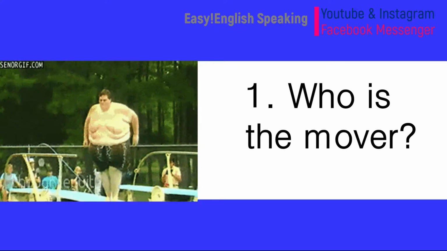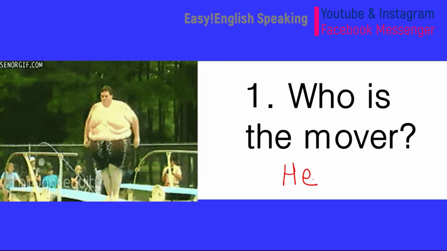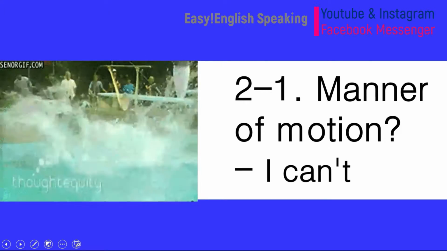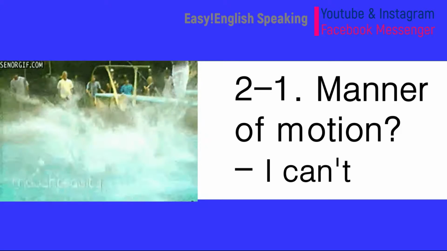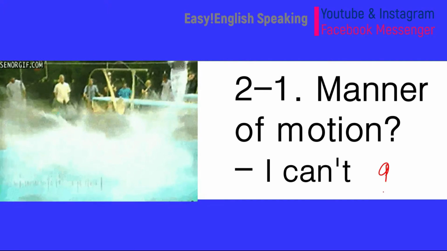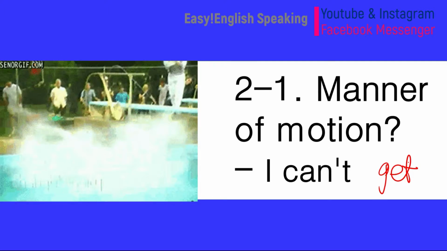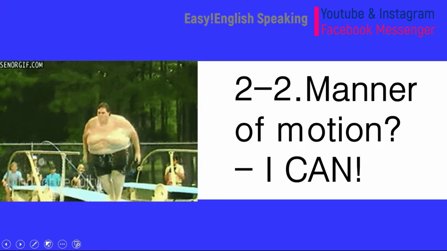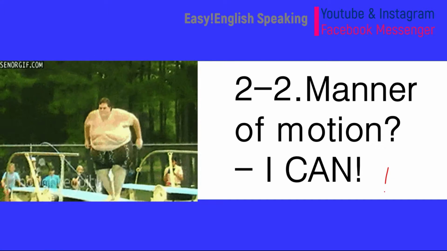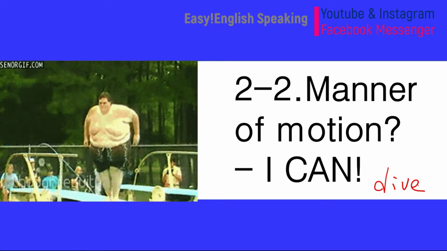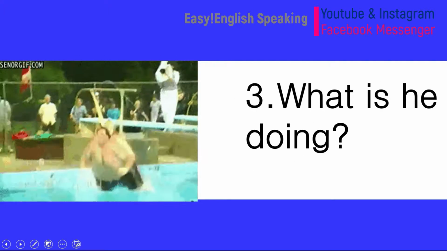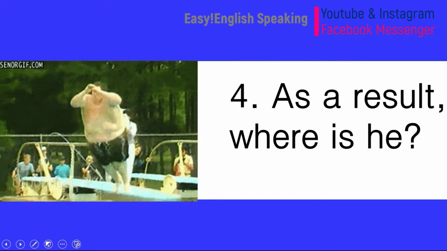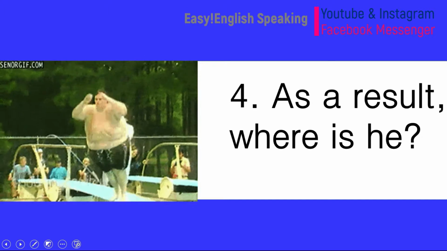Who is the mover? The mover is he. Can you tell me one word verb to tell me the manner of motion? If you can't, just use the dummy manner verb get. If you are able to tell me the manner of the motion, just use it. And in this case, the manner of the motion is dive. Third, what is he doing? As we said, he's doing into. Fourth, as a result, where is he? He's now in the water.